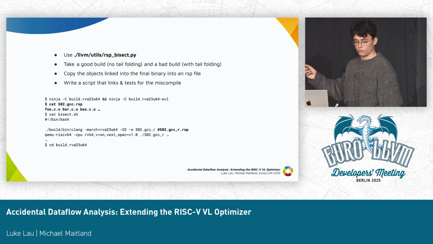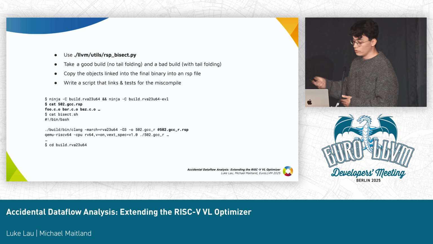But I stumbled across this really useful script that has been sitting around for quite some time. I don't know, maybe other people are more familiar with it, this rsp-bisect.py script. What it lets you do is take a known good build and a known bad build, but these can be different configurations. So in our case, it's a build with EVL tail folding and a build without.